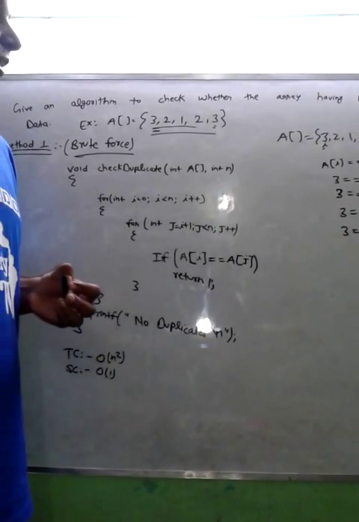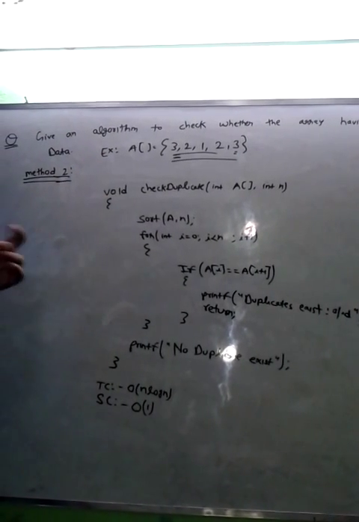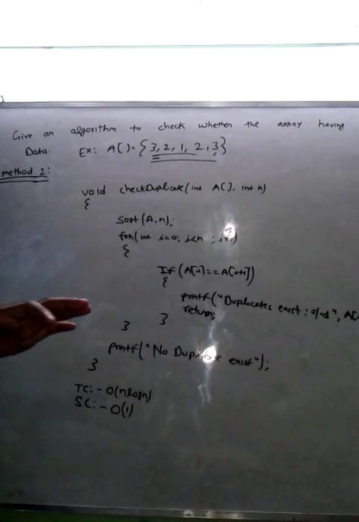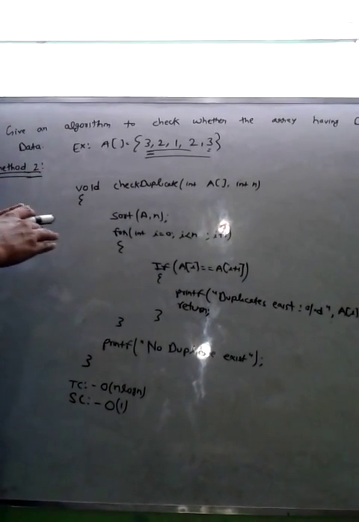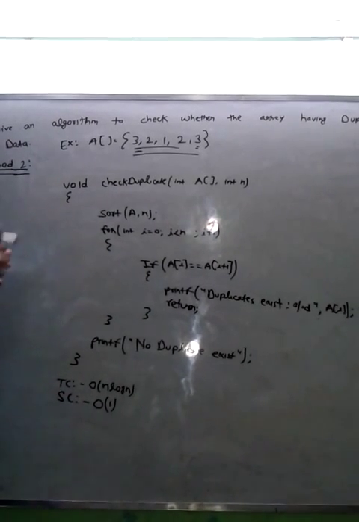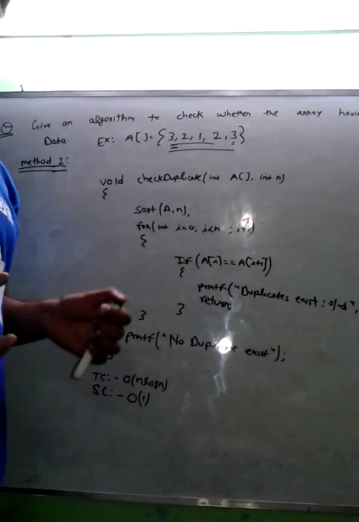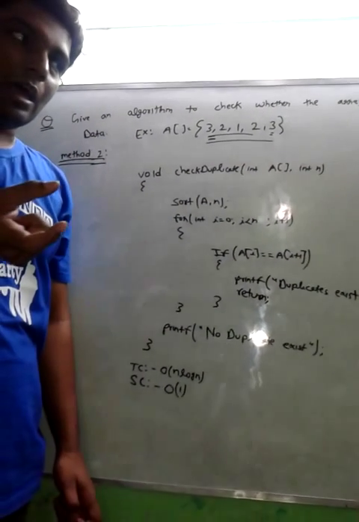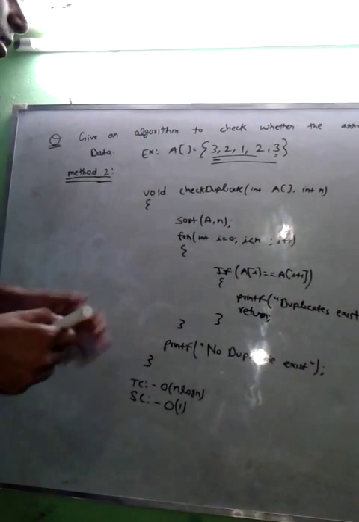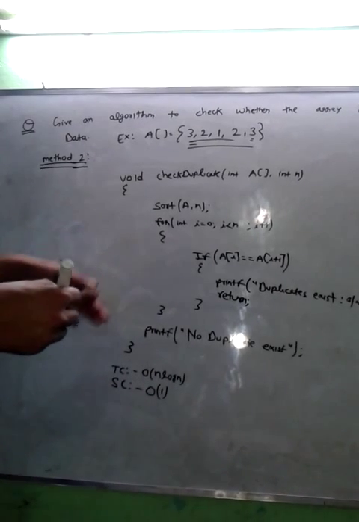Let's see the second method. This is the second method to check whether the array has a duplicate item or not. In this method, first of all we are going to sort the array. After that we iterate through the array and check the adjacent elements. If adjacent elements are the same, then the array has a duplicate item. Let's see how this code works.